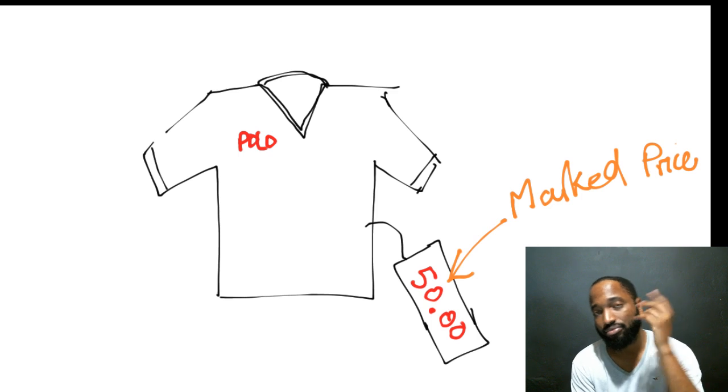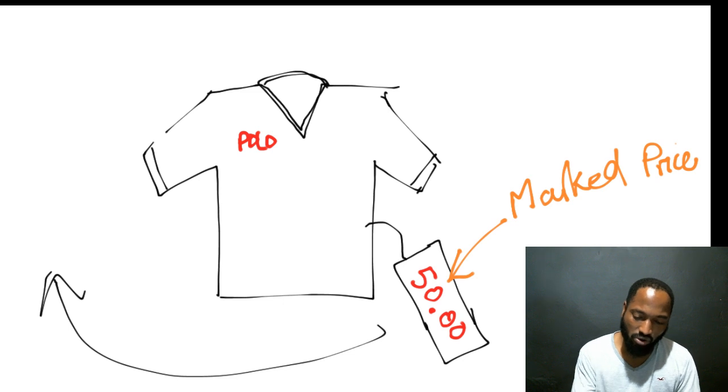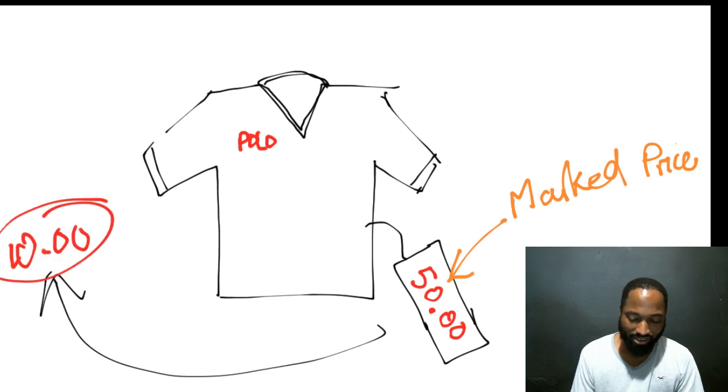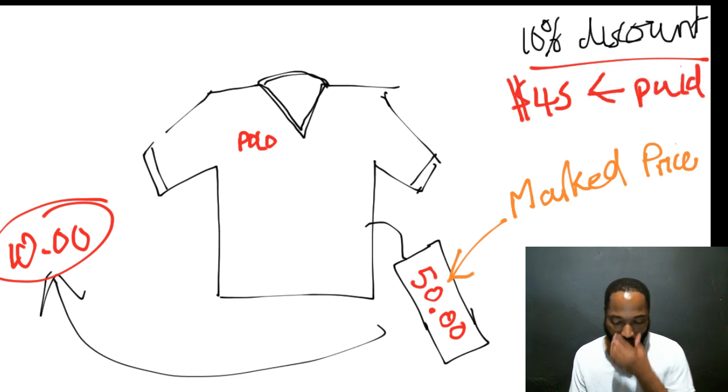You understand? So if they got this jersey for, let me say, $10, you could start to figure out a whole sort of thing. Let me say they tell you that you get 10% discount now. Anybody know what 10% of $50 is? It's 5. 10% of 50 is $5. So it means you're going to pay $45 paid.